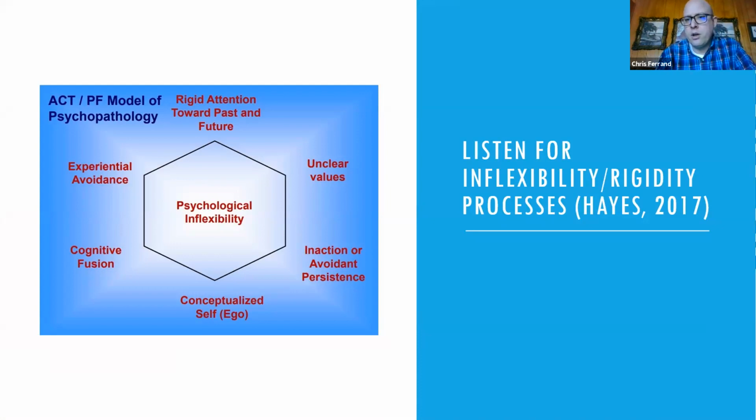We're going to be listening for inflexibility and rigidity processes. So listening for orientation towards the past and the future, listening for lack of clarity with values, and avoidance, behavioral avoidance, conceptualized self stories, cognitive fusion or entanglement, and experiential avoidance. And really, those are all reads that you can listen for.